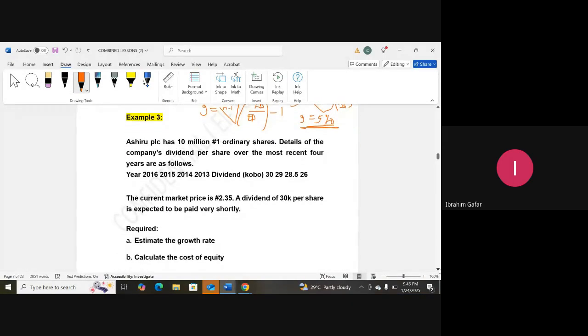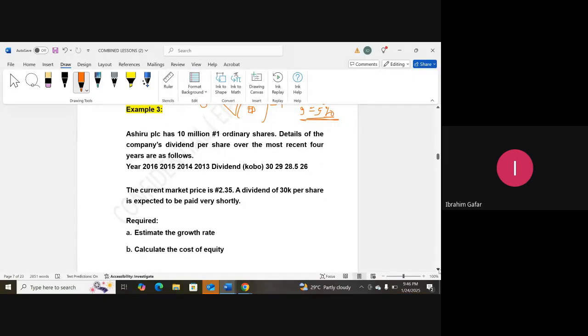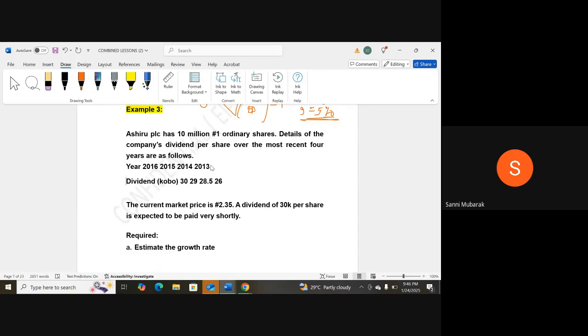Then let's continue. Who can read this one for us? Ashiru PLC has 100 million naira ordinary shares. Details of company dividend per share over the most recent 4 years are as follows: year 2016, 2015, 2014, 2013. Dividend in kobo: 30, 29, 28.5, 26. The current market price is 22.35. A dividend of 30 naira per share is expected to be paid very shortly. Required: estimate the growth.